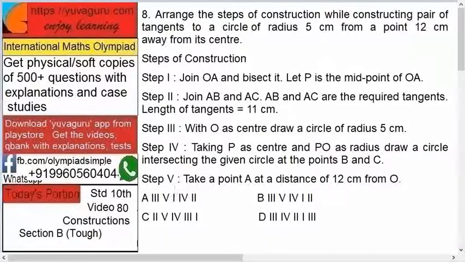So once you get this correct sequence, forget the remaining steps. So you got the answer. In exam stop here. But now if you want to check, let's check the remaining steps. Now fourth is with P as a center and PO as a radius, draw a circle intersecting the given circle at the points B and C.